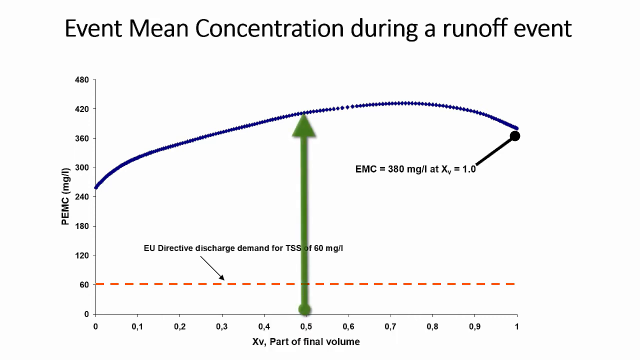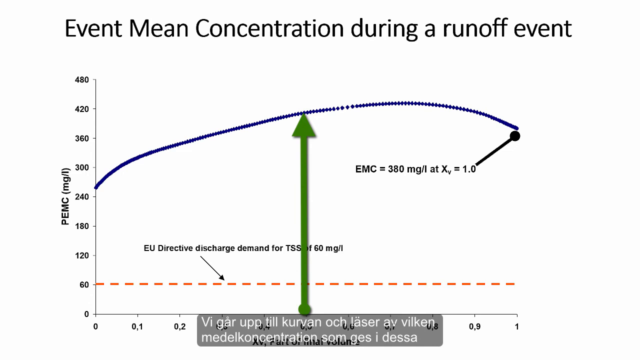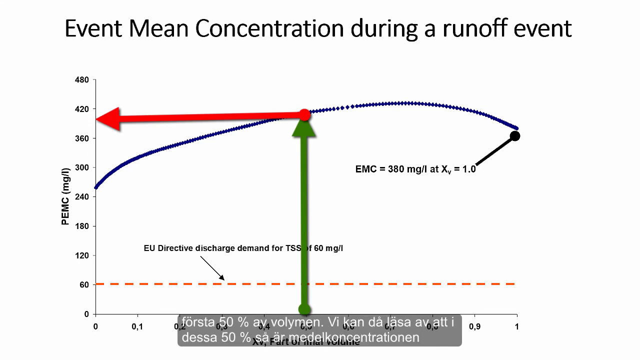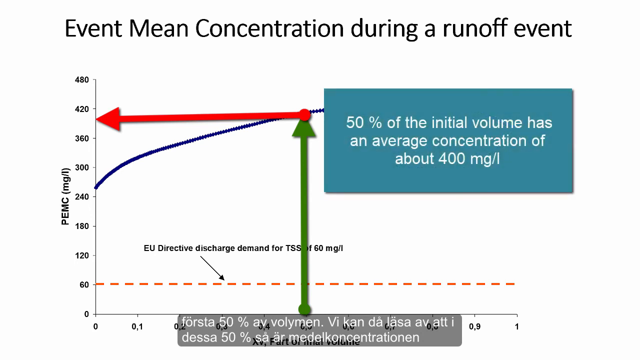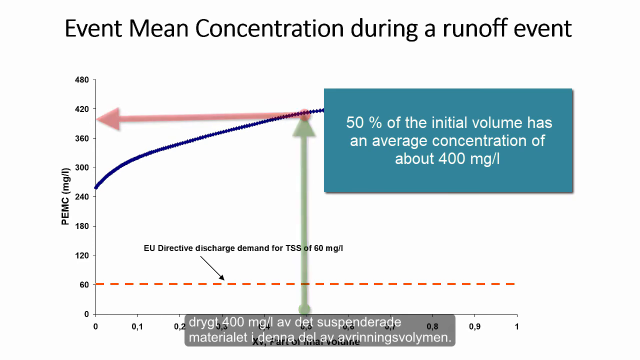50% of the total volume here, we take that up to the plotted curve and we go out to the partial event mean concentration. You will see that we end up for 50% of this runoff volume of an average concentration of suspended solids of 400 milligrams per liter.